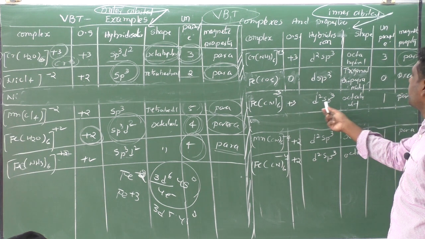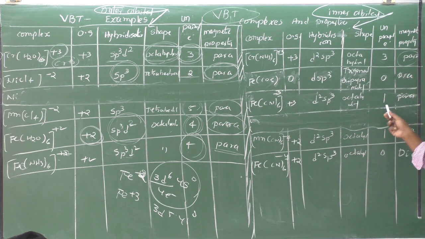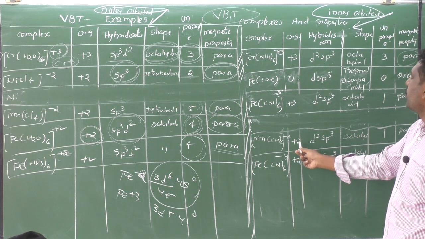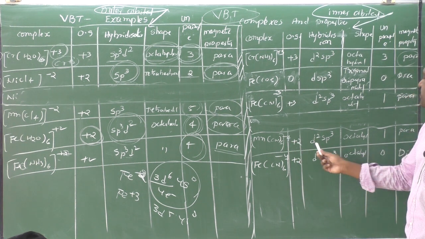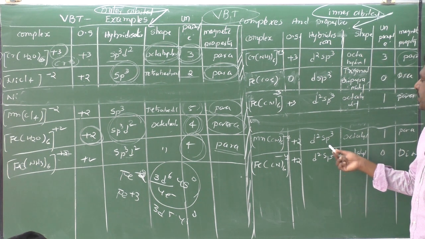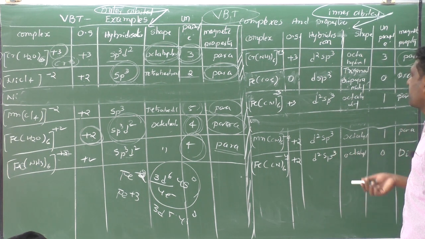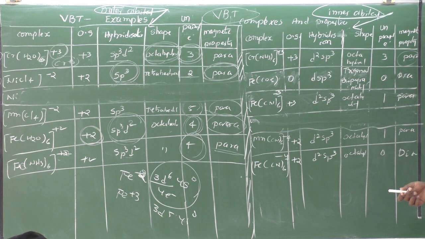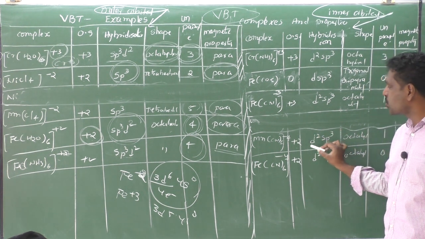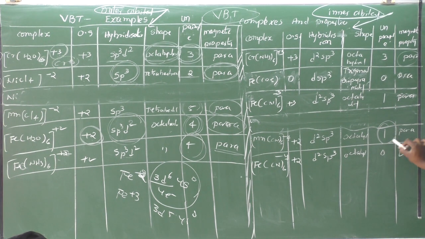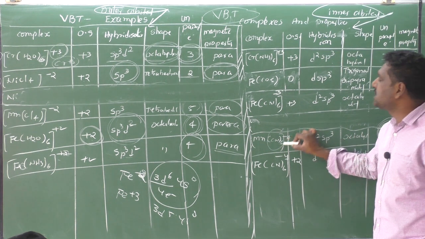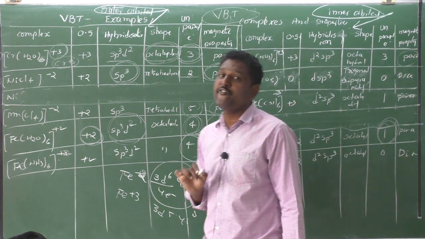Fe(CN)6 3 minus, d2sp3, octahedral, 1 unpaired electron, paramagnetic. Mn(CN)6 4 minus, the oxidation state of manganese is plus 2, d2sp3, octahedral, 1 unpaired electron, paramagnetic in nature. Here, the oxidation state of manganese is plus 2 but it does not have 5 unpaired electrons because CN minus is a strong field ion.